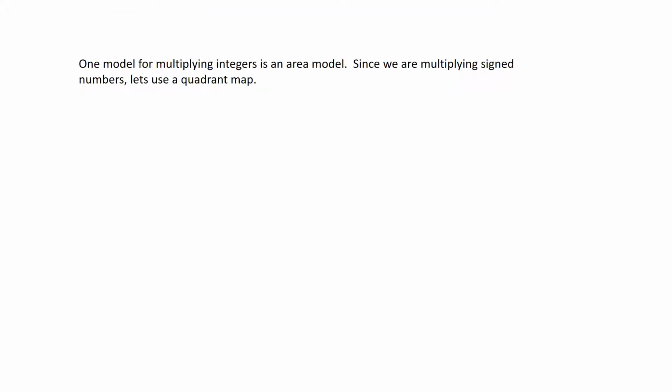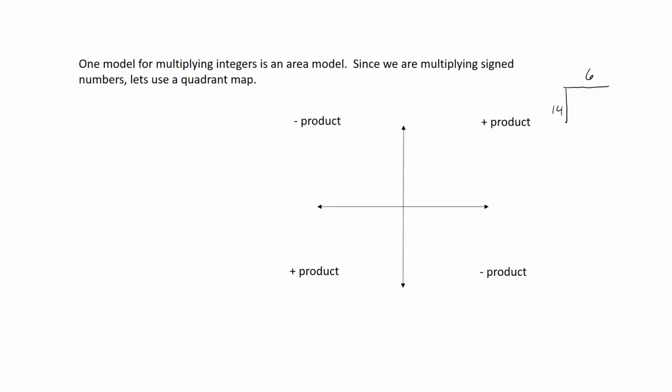Now there are black and red chip models for multiplying integers, but we're just going to look at the area model for multiplying integers, much like we did with our base 10 blocks. When we multiplied two numbers, we made a dimension like 6 times 14, and then found the area of the block. We're going to do something similar here, but we're going to start out with what we call a quadrant map.